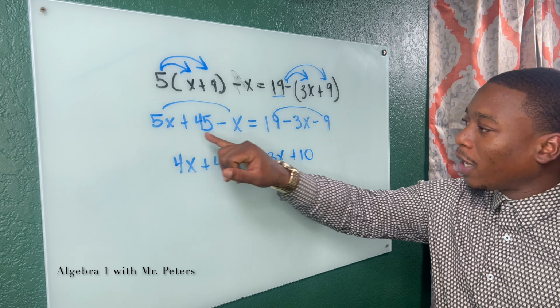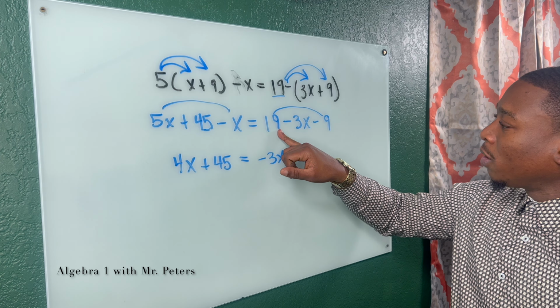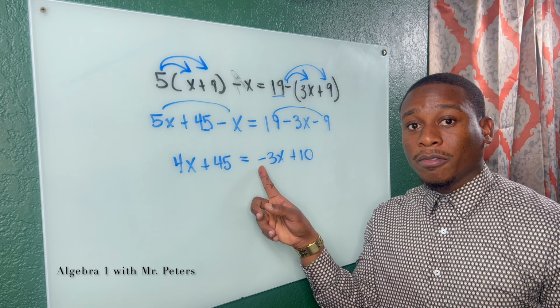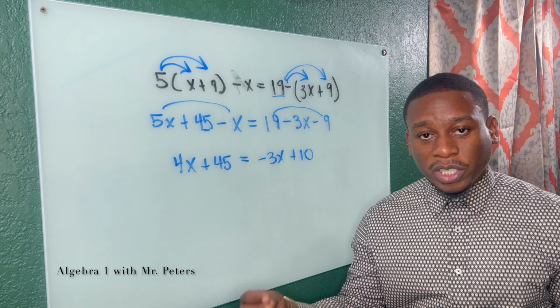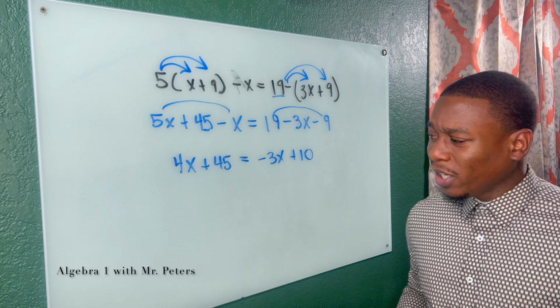Okay, positive 5x minus x, that's 4x, 45 stays the same. 19 minus 9 is 10, negative 3x stays the same. I did not forget the negative because that happens. So make sure after each step, you double check the process, and this is going to improve accuracy because we want to get these right.